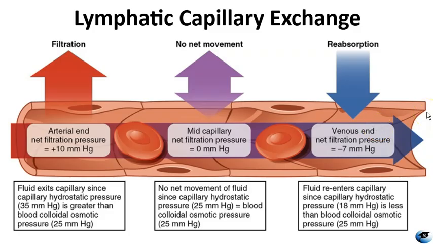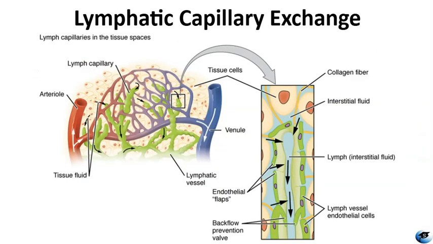Here the capillary hydrostatic pressure has dropped even further to 18 mmHg, while the blood colloidal osmotic pressure remains at 25 mmHg, and this creates a net filtration pressure of negative 7 mmHg, drawing the fluid back into the capillary. Let's take a closer look at how interstitial fluid becomes lymph and enters the lymphatic capillaries.